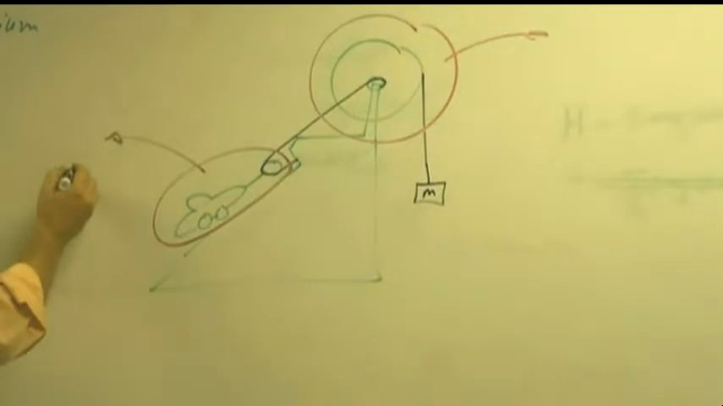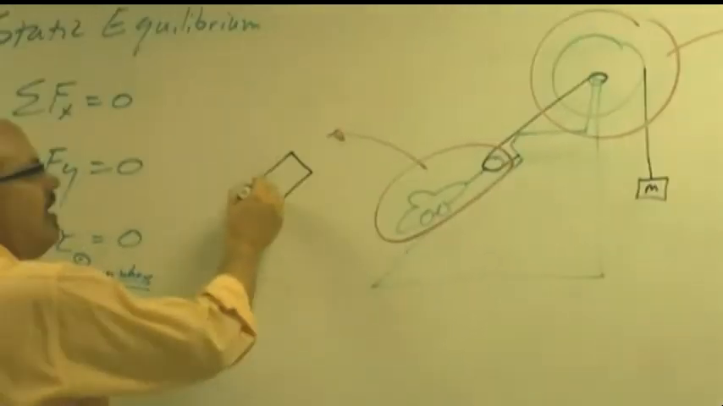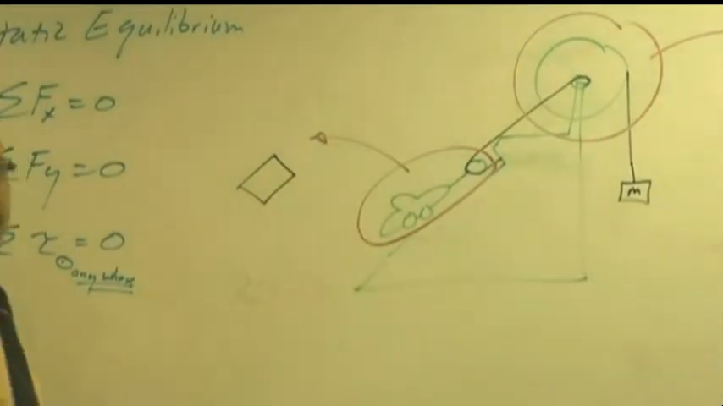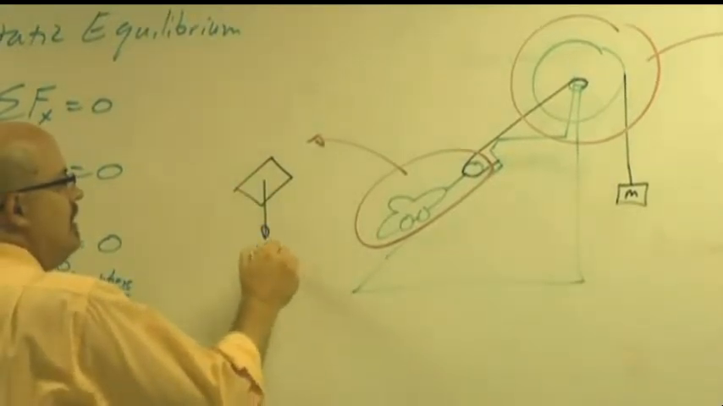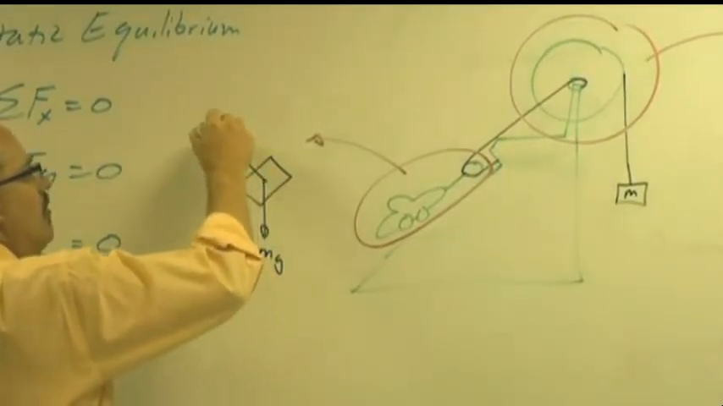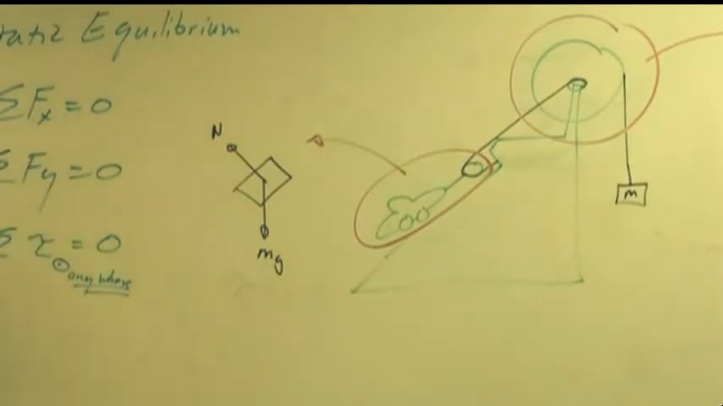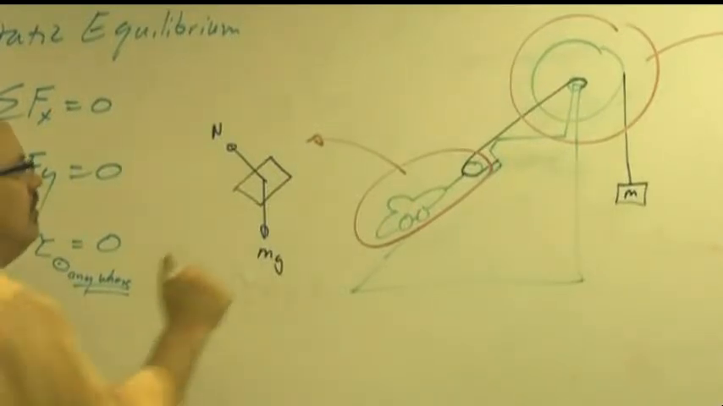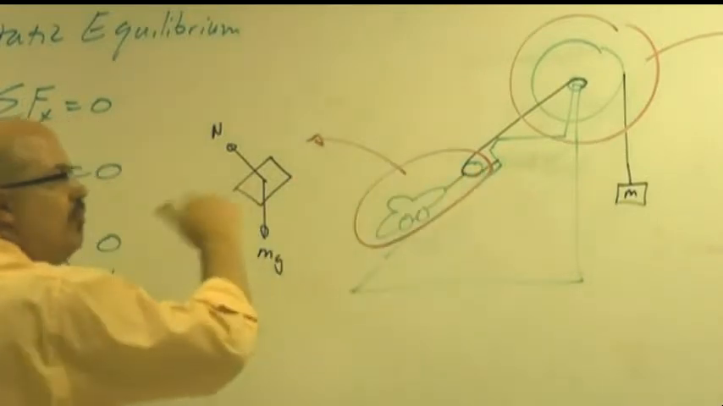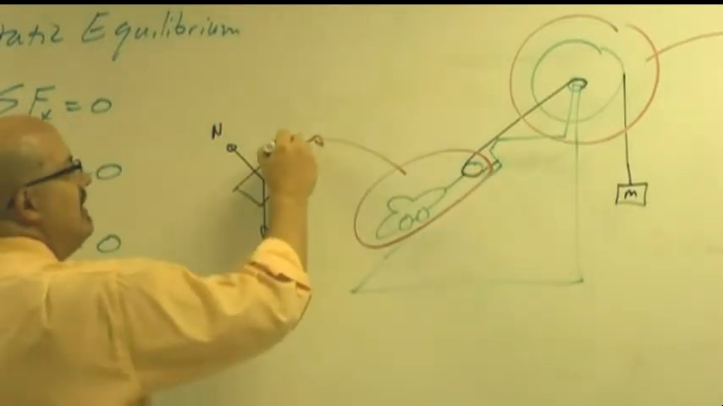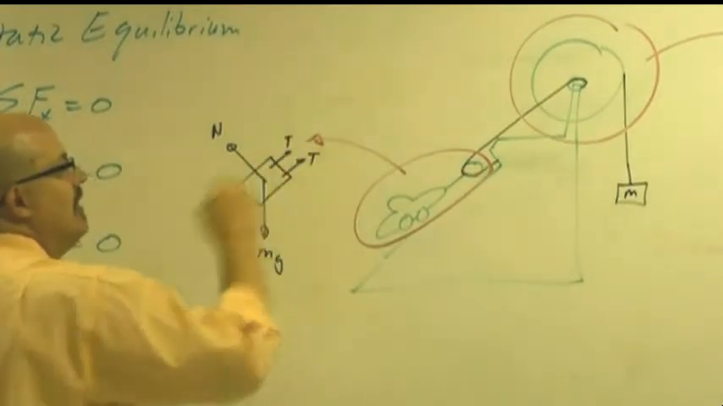So look at this. Here you go. Here's my car. How many forces act on this car pulley over here? I got an MG. I got a normal force. Got a tension. 2 tensions. Why 2? Because the tension pulls twice, because for the pulley. So I've got a tension and a tension. There you go.